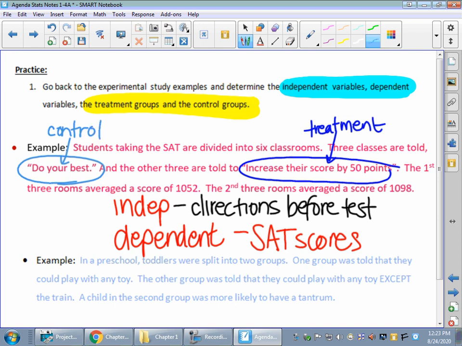We could go through the second example as well. It seems to me like we're looking at behaviors, and that would be the dependent variable, and then the independent variable would be what they're told. One group was told that they could play with any toy, the other group was not allowed to play with the train.